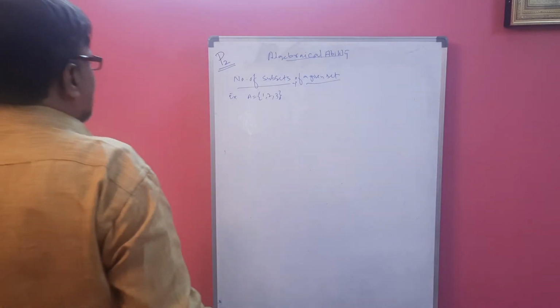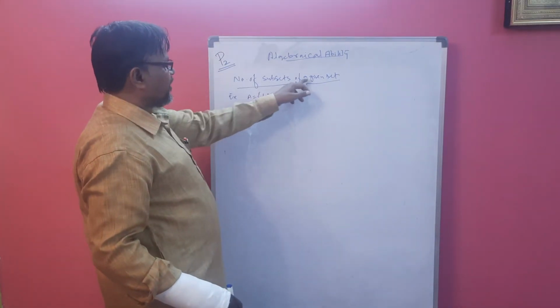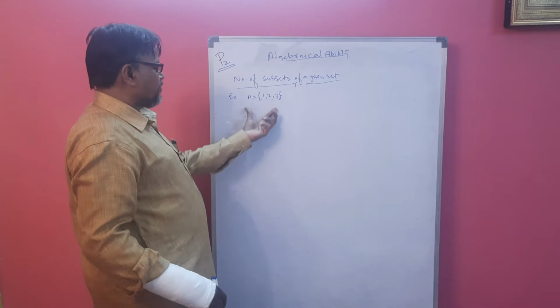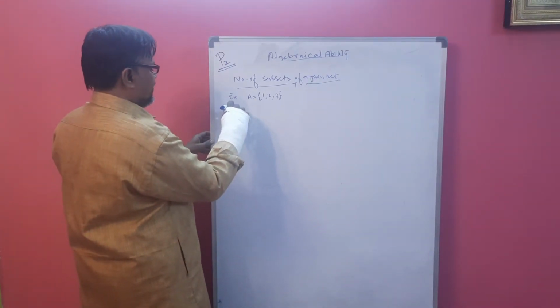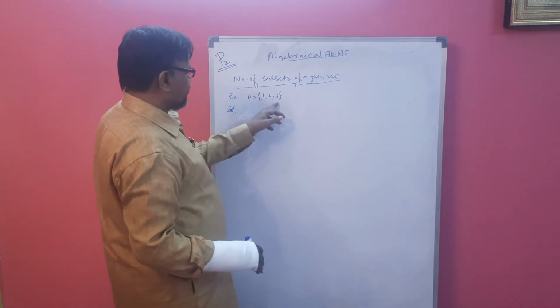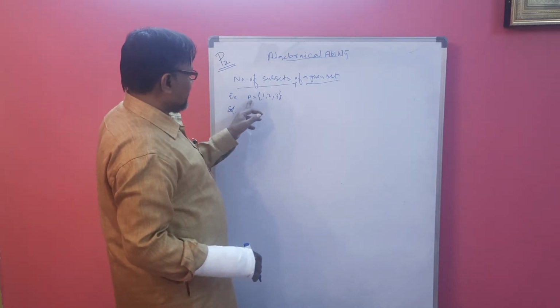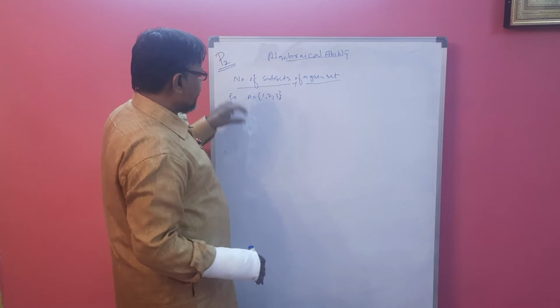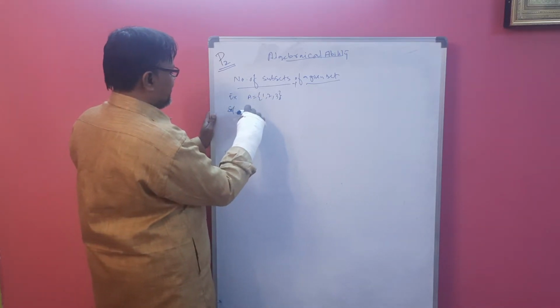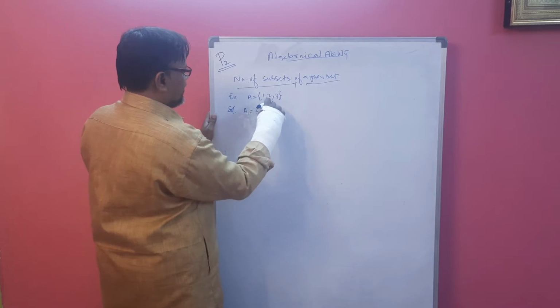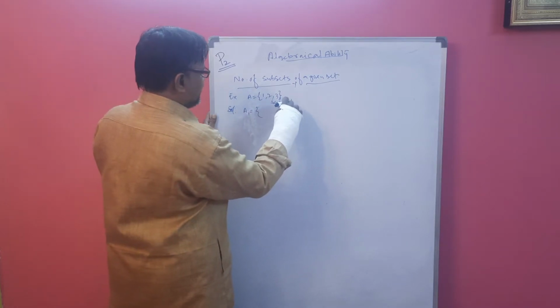Now see the number of subsets of a given set. Now frame all subsets of this set. Solution: A is a set, 1, 2, 3. Now we are going to prepare the number of subsets. First we take the subset size. Here we are writing the subsets.